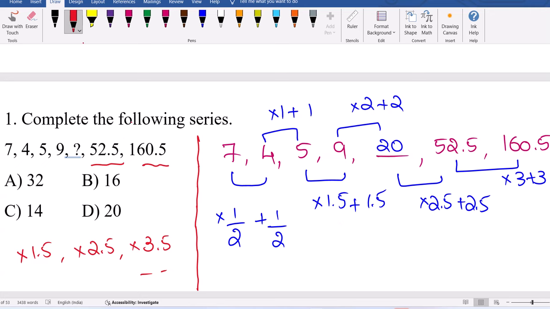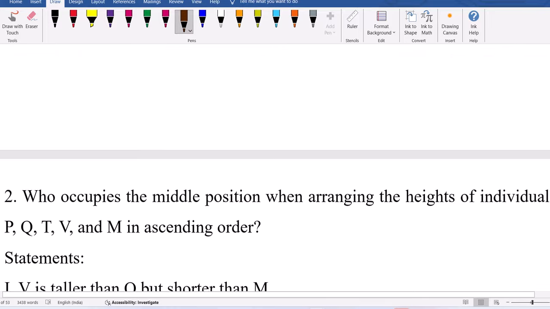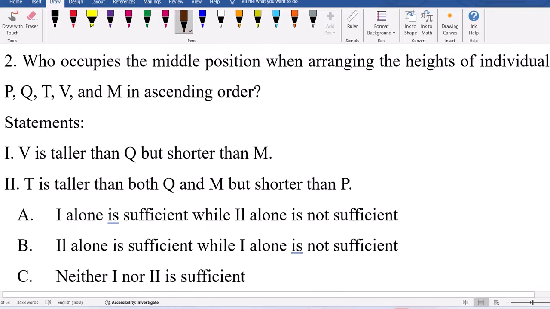This is a typical question. And excellent, some people are able to crack it. Very good. 20 is the correct answer. Now let's see the second question. Data sufficiency.